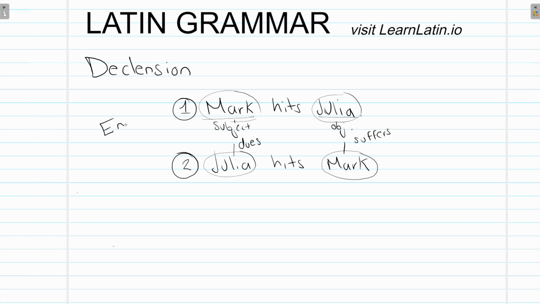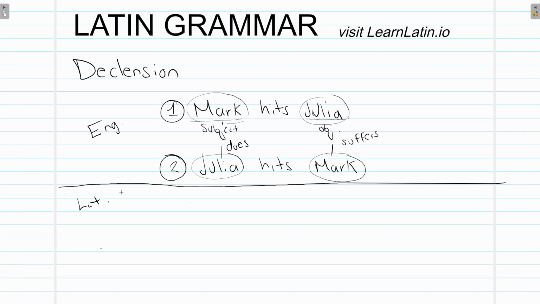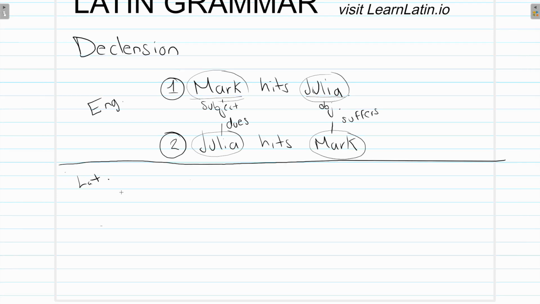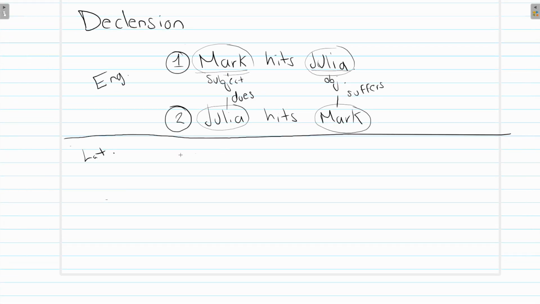And this is English. But in Latin, we do things differently. In Latin, we do have to change the shape of the nouns. We do have to change, more specifically, the endings of the names. To express the same thing in Latin as in the first scenario, we have to write "Marcus pulsat Juliam." Pulsat means he or she hits. And notice the endings, -us, -am.